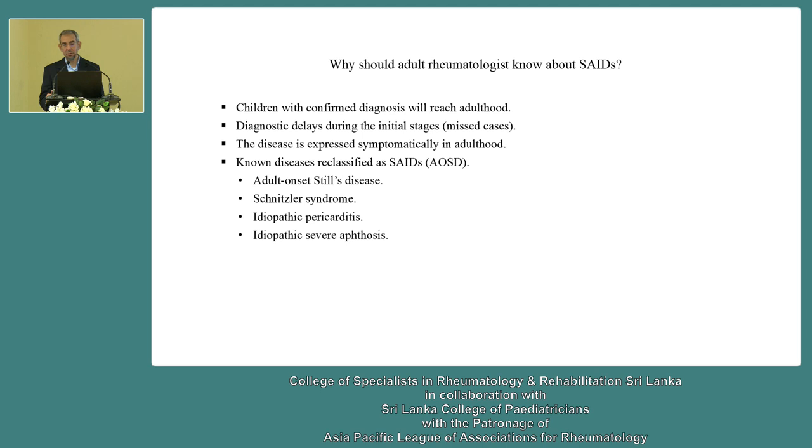Nowadays there are diseases diagnosed or developed in adulthood, and as I mentioned, adult onset Still's disease and gout are considered autoinflammatory diseases. And there is a new entity called VEXAS. This is a purely adult systemic autoinflammatory disease.